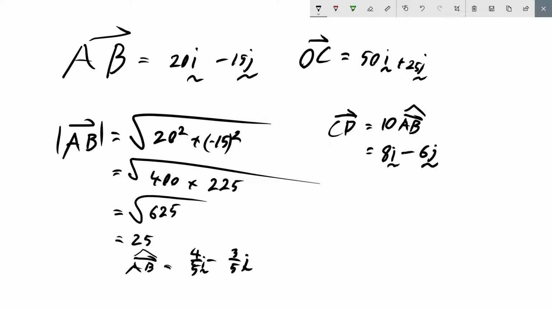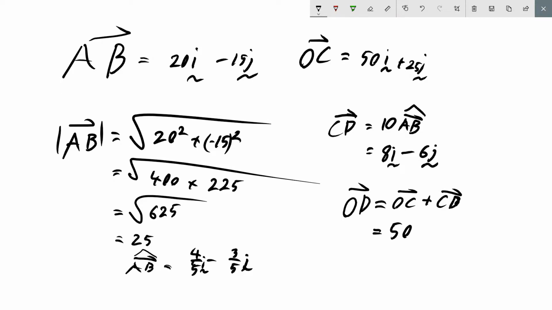So now that we have CD, how about we find out what the coordinates of D is? Given the information, how can we find the coordinates of D? This is what's called the position vector. We start at O and we end at D. And if we do this, we can find the coordinates of D. And it's very, very simple. All we have to do is find OD. Well, I know what OC is and I know what CD is, so we can find D very easily. We just add OC to CD.